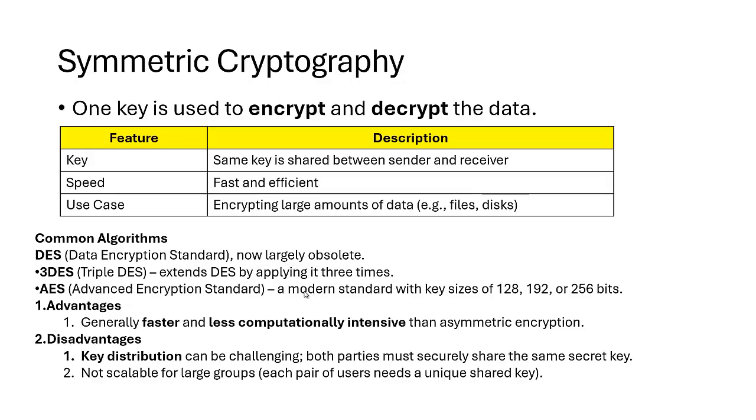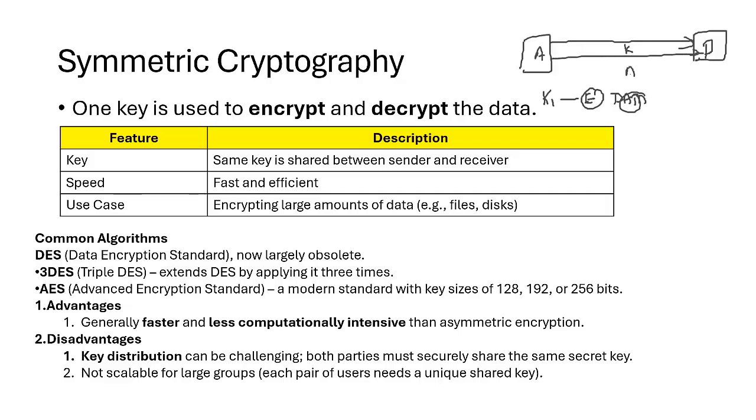So the primary advantage is that it is faster and less computationally intensive than asymmetric, and the disadvantage is key distribution. So key distribution is a challenge. Why? If you take the logic here, we have a system A and we have a system B. Okay, if I'm using a key 1 to encrypt the data and I send this encrypted data over to B, is it clear? I have to send the key also on the same channel. So if any attacker is there, he can intercept the data and also the key. He can capture both.